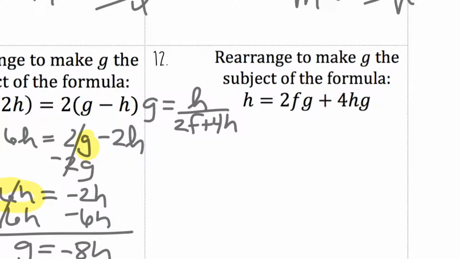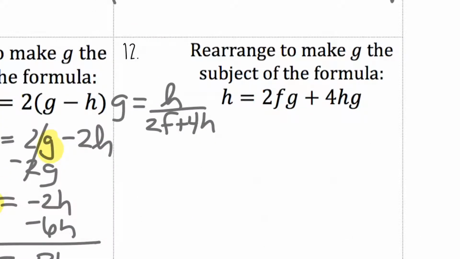Okay, now this last one, this one is a little bit tricky. You have to use some of the other skills that we've practiced. And the skill that I mean in particular is reverse distributive property. So I have these two terms and they both have the letter G in them, but I can't actually combine them because they don't have the same exact variable. So I'm seeing that this is really G times 2F and this is G times 4H.